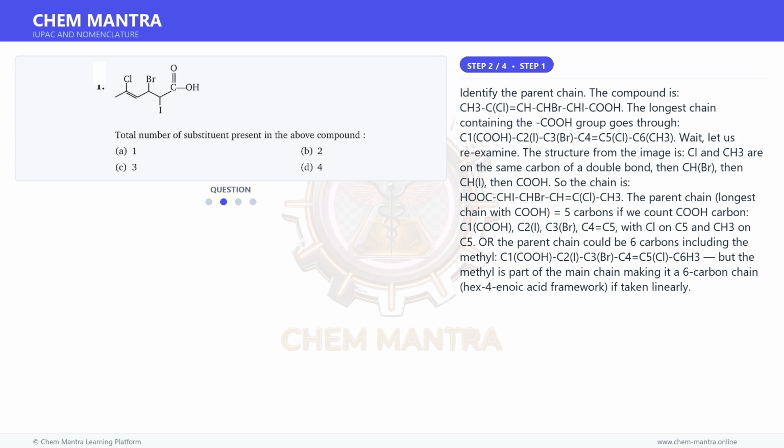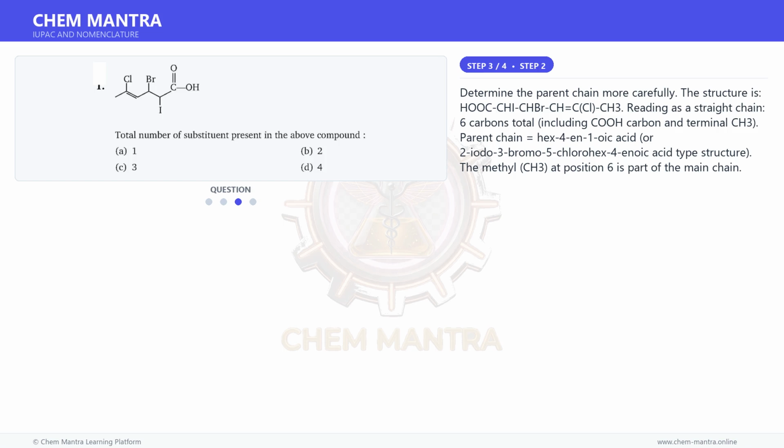Or the parent chain could be 6 carbons including the methyl, C1, CHO, C2, I, C3, Br, C4=C5, Cl, C6H3, but the methyl is part of the main chain making it a 6-carbon chain, hex-4-enoic acid framework, if taken linearly.